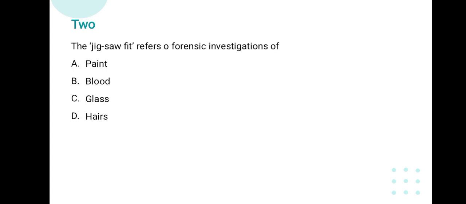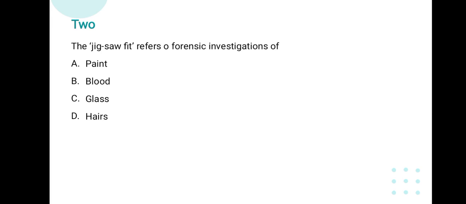Question 2. The jigsaw fit refers to forensic investigations of, is it paint, is it blood, is it glass, or is it hair? Jigsaw fit is like something where the broken pieces, you can pick them and put them together to get back to the shape that it was. Like they still have that shape that you can fix them, and this refers to the forensic investigation of glass.